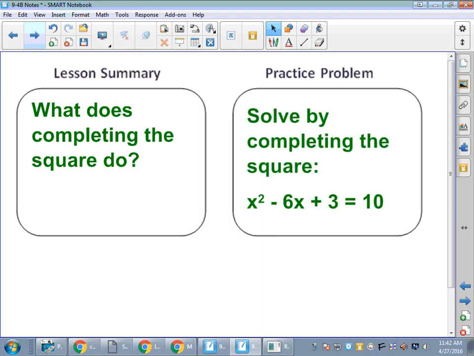All right, so what does completing the square do? Okay, that was kind of the whole focus. And then actually solve by completing the square. And good luck.